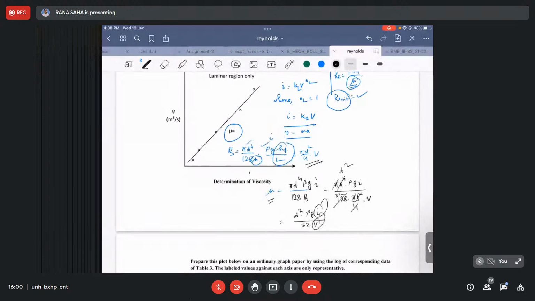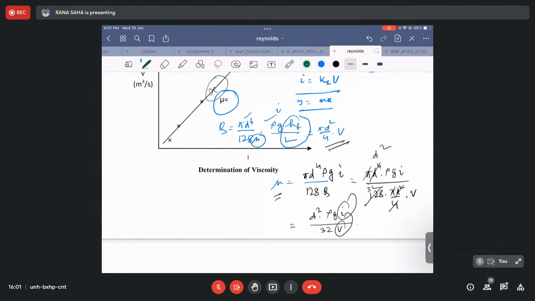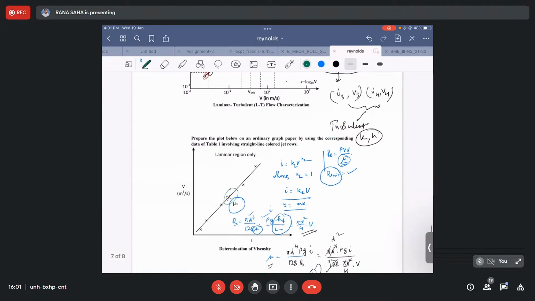You consider a point on the straight line and get this I and V, and for that you can find out this mu, and you can check it with the one that you have consulted for the temperature of water you record. Because we know viscosity is a function of temperature. So this is what you can find using the Hagen-Poiseuille equation, and you can compare it with the property table.